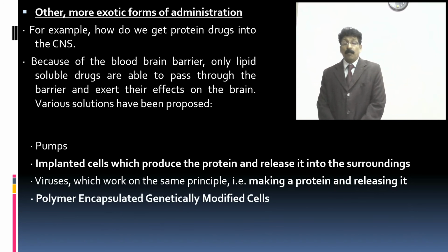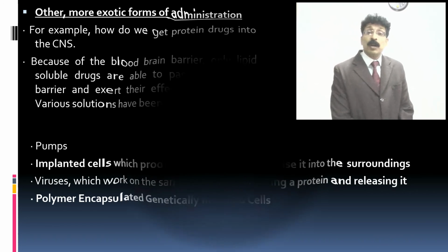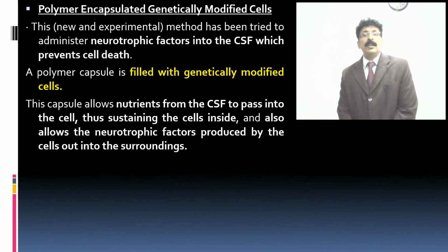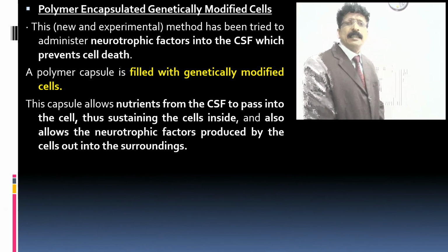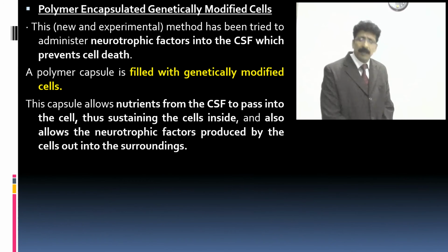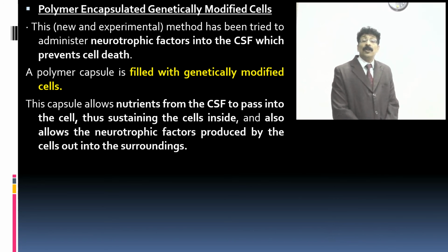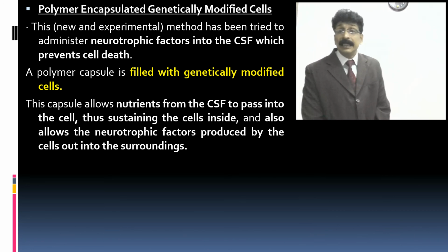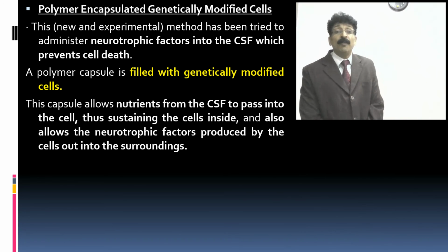Polymer encapsulated genetically modified cells are also a very common formulation nowadays. What do I mean by that? This is a new and experimental method that has been tried to administer neurotrophic factors in the CSF, cerebrospinal fluid, which prevents cell death.